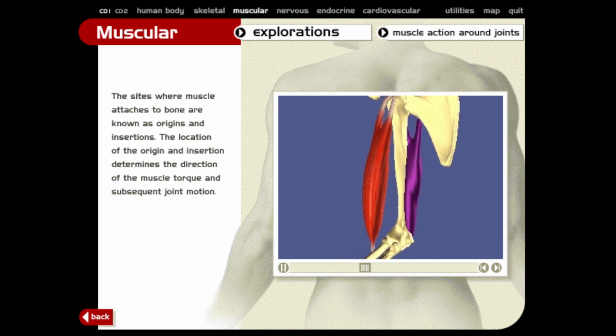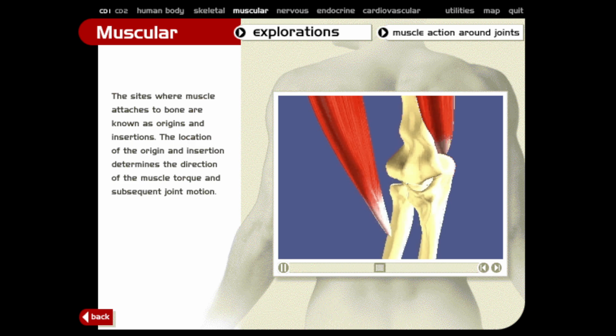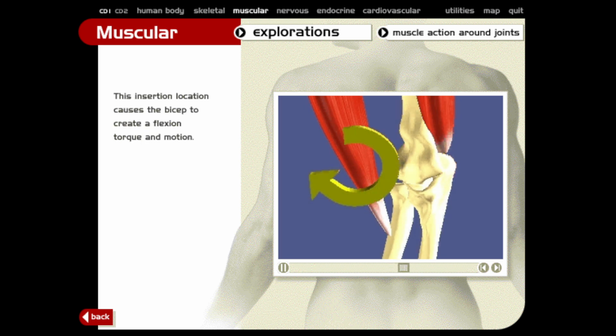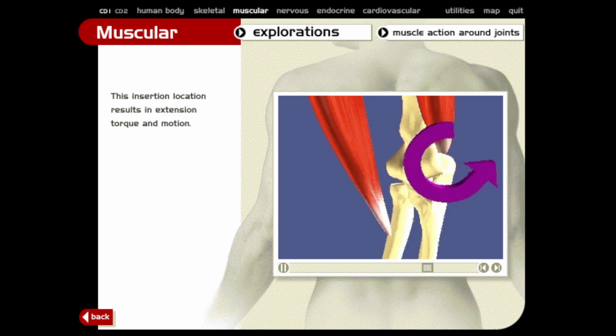The sites where muscle attaches to bone are known as origins and insertions. The location of the origin and insertion determines the direction of the muscle torque and subsequent joint motion. An example of this is the biceps brachii crossing anterior to the elbow joint and inserting on the radius. This insertion location causes the biceps to create a flexion torque and motion. Similarly, the triceps brachii crosses posterior to the elbow joint, inserting on the olecranon of the ulna. This insertion location results in extension torque and motion.